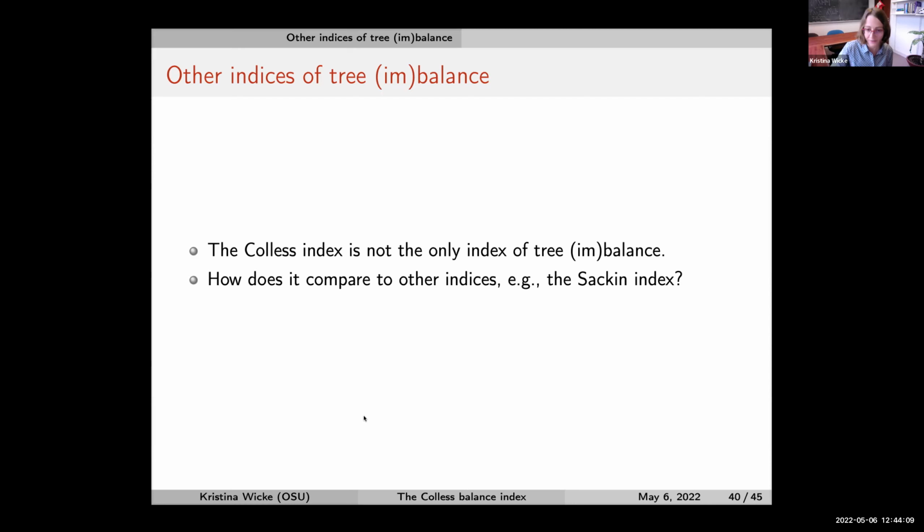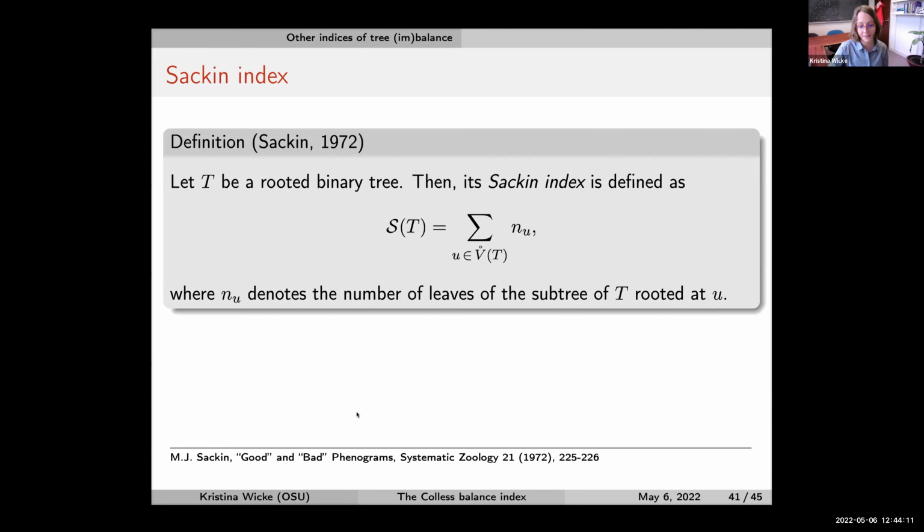So in order to do that, let me briefly introduce the Sackin index, and that was even introduced 10 years earlier than the Colless index, but somehow the Colless index is still a little bit more popular than the Sackin index, at least in terms of the number of citations of those two papers. However, in order to define the Sackin index, again, what we do is we consider a sum over all interior vertices of the tree. But now, instead of considering differences in subtree sizes, we simply sum up the number of leaves below that vertex.